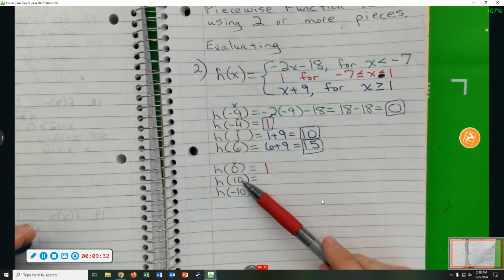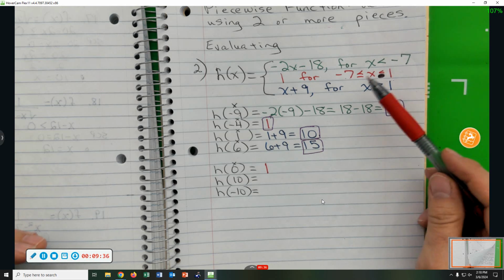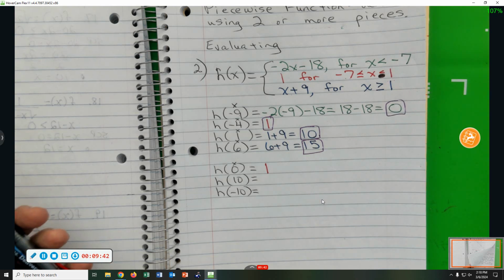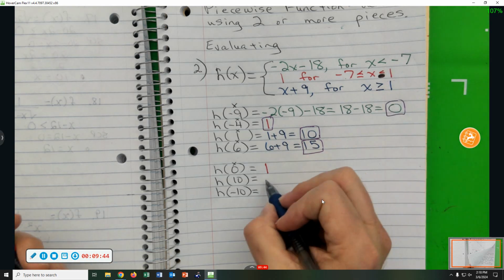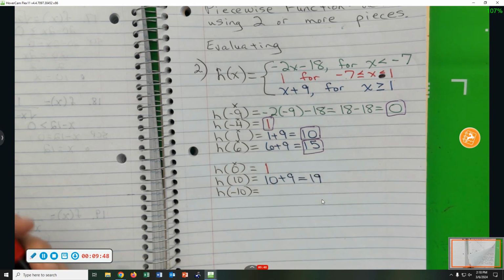What about h of 10? Is 10 less than -7, between -7 and +1, or bigger than 1? So we're using that third piece. 10 plus 9 is equal to 19. What about h of -10?